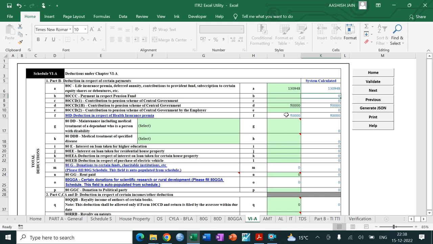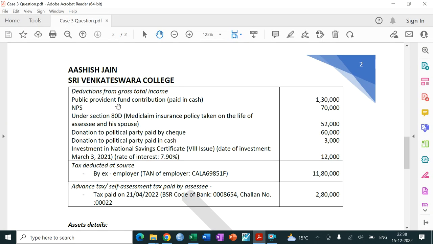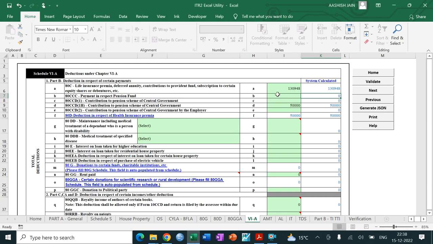Yes, students. See, here he basically contributed PPF of 1,30,000 and 70,000 in NPS contribution. See, the question here is 1,30,948, so here it has come including the interest of the NSC certificate, and we have also taken the NPS contribution, that is 50,000, towards 80CCD(1B). If we type an amount here, that is 20,000, then it will not reflect any amount here. Why is it so? Because we already know that this SSC is already retired, right?